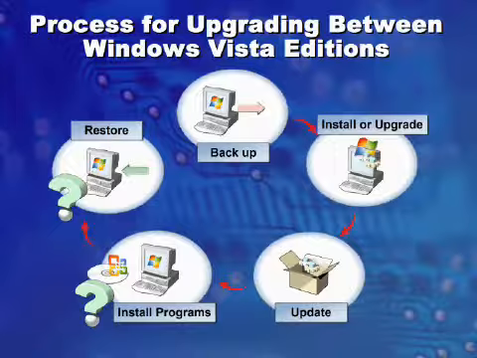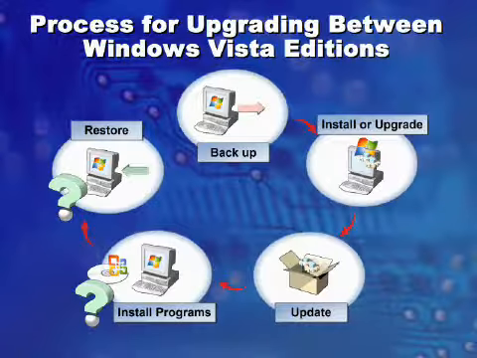The process for upgrading between Windows Vista editions is basically what we've already talked about when it comes to a migration. You're going to want to back up the user data. Even though you may be doing an in-place upgrade, you're still going to want to back up that user data for the reasons we've already talked about. Next, you're going to go out and install the upgrade. You're going to want to update, as we've already talked about, doing it one of two ways: either the dynamic update during the installation, or to go out there and use the Windows Update service.